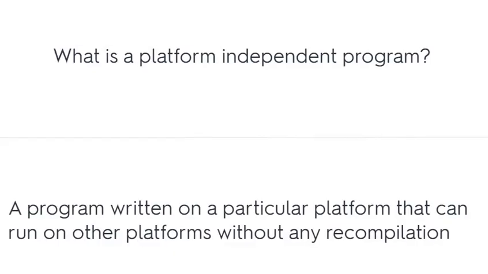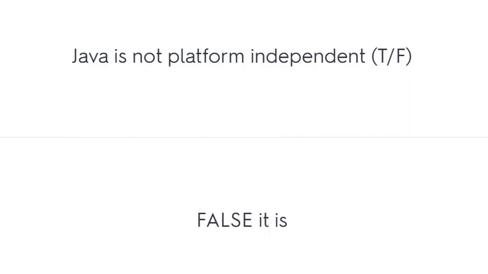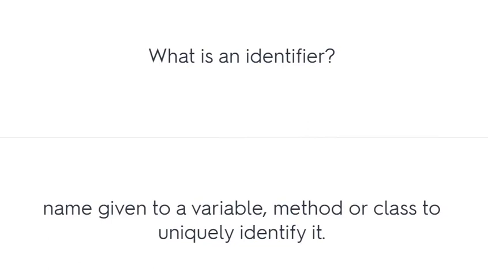What is a platform-independent program? A program written on a particular platform that can run on other platforms without any recompilation. Java is not platform-independent. False, it is. What is an identifier? Name given to a variable, method, or class to uniquely identify it.